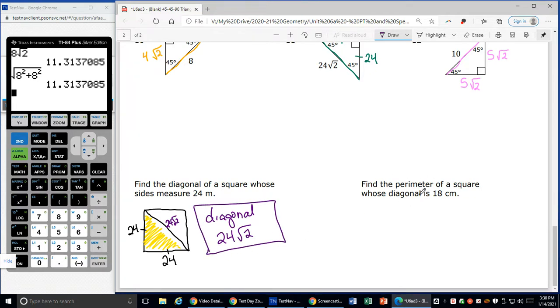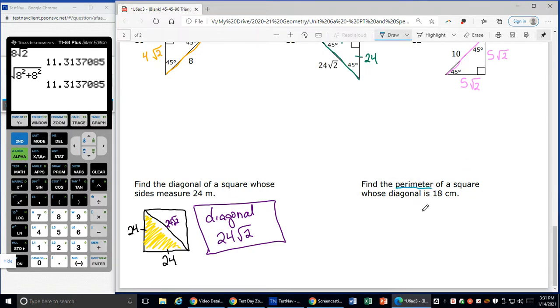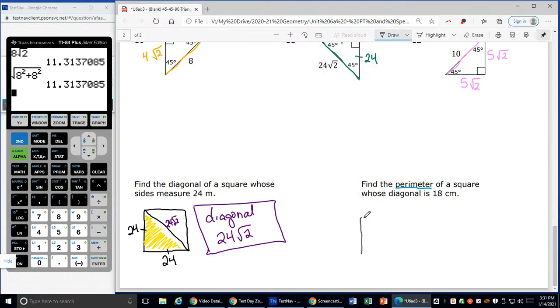Okay, the next one says to find the perimeter. So that's an important distinction. They want me to find the perimeter, so that means I need to add all the sides together of a square whose diagonal is 18. So in this one, when I draw my square this time, I know I'm going to be adding all 4 sides together. And my diagonal is 18.